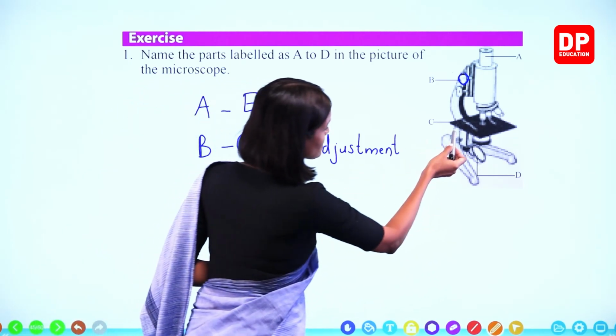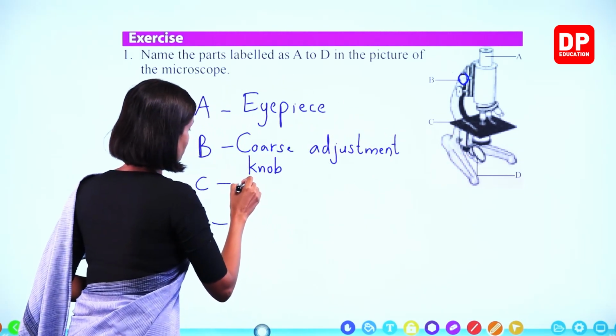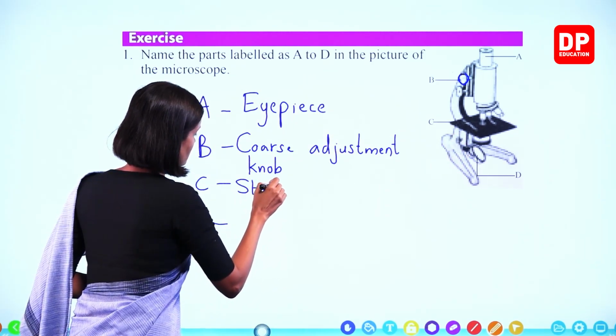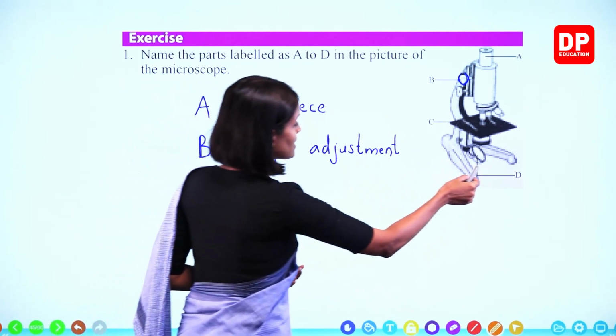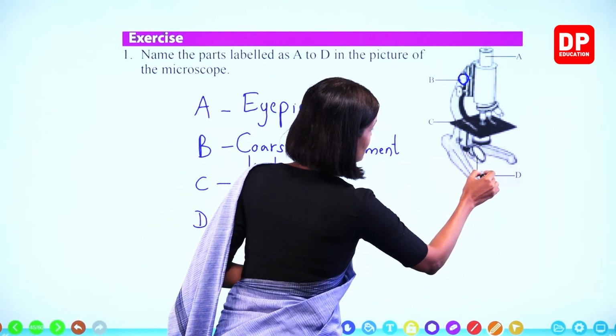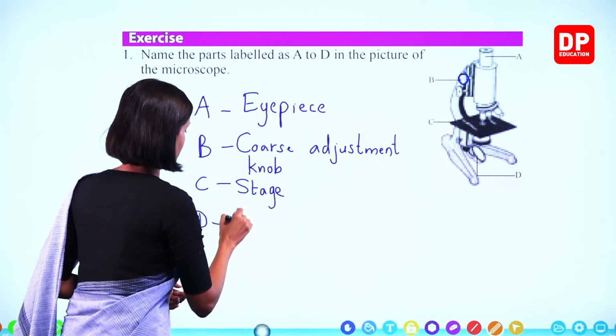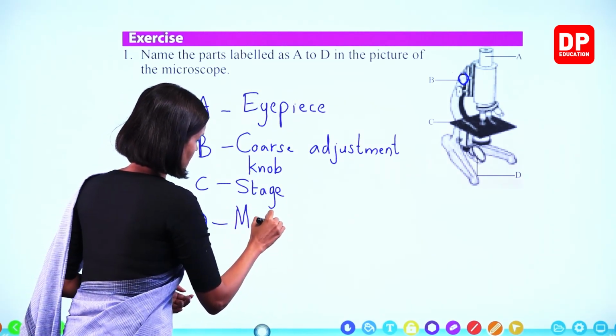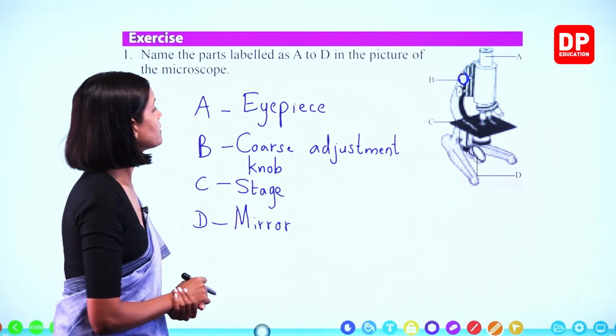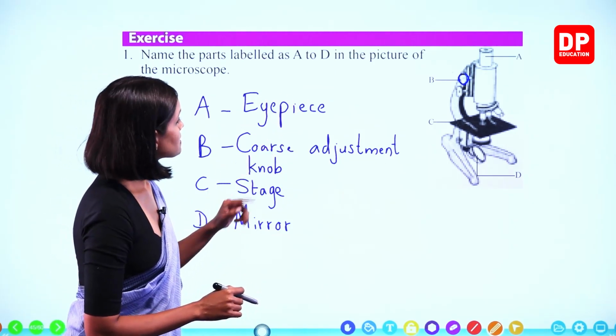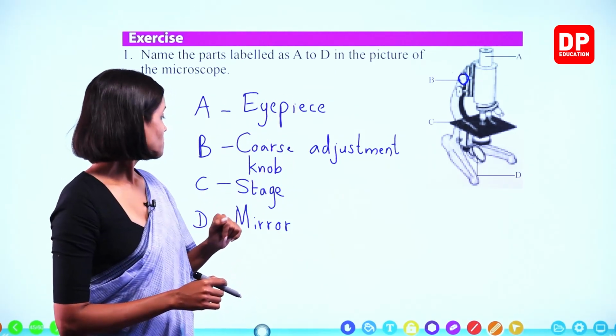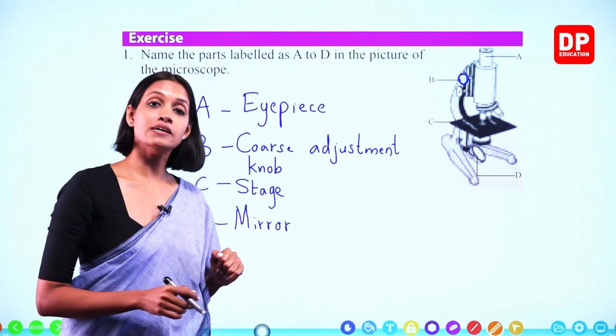What about C? C is the stage. And what is D? Here you all can see it's pointed at the mirror. Okay. A is eyepiece, B is coarse adjustment knob, C is stage, and D is the mirror.